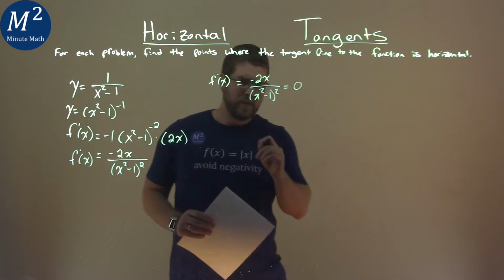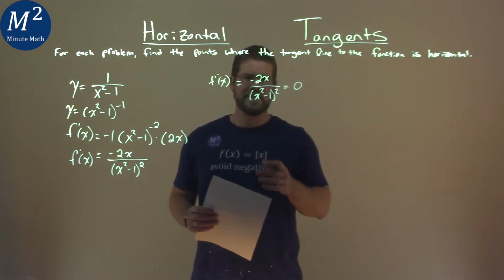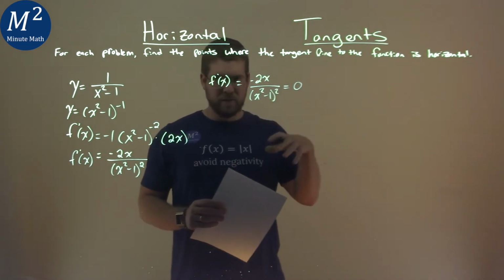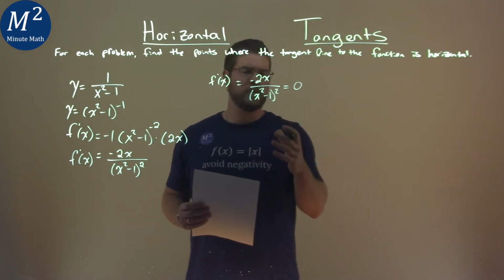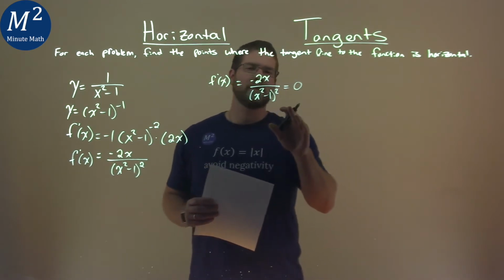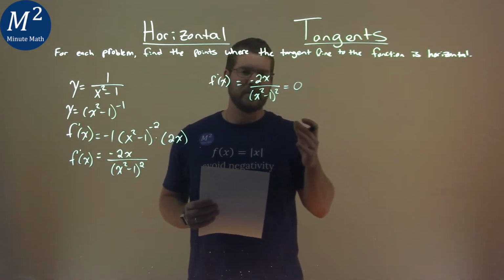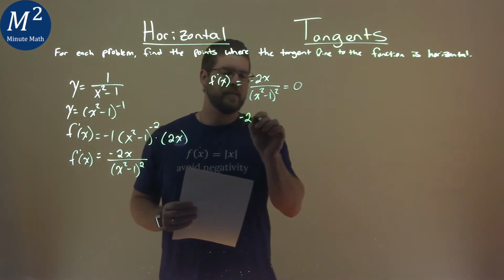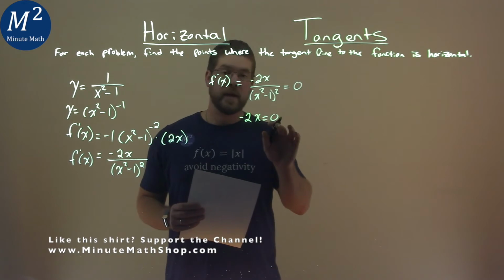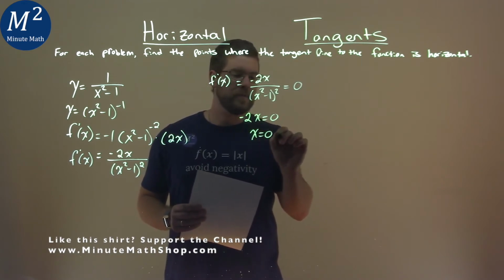Well, this is where the knowledge of rational functions is important. With rational functions, we know if we're dividing by 0, our function's undefined there, we can't do that. And so really there's nothing the denominator can do to make the function equal 0. So we just have to look at the numerator, negative 2x equals 0, and solve. Divide both sides by negative 2, and x equals 0.